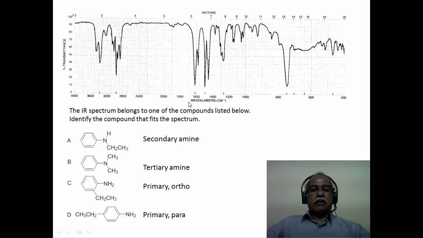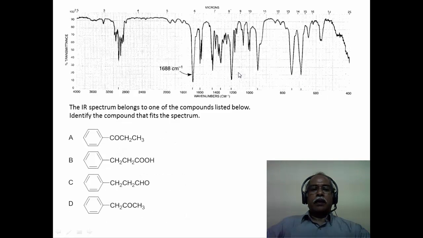Now how do we decide whether it is C or D? That one has to depend upon the out of plane bending mode. If it is a para-disubstituted derivative of this kind, there will be only one out of plane bending band. If it is an ortho-substituted derivative like this, there will be 2 or more bands. So on that basis, one can rule out C also. So the correct structure most likely is D, which is para-aminoethylbenzene for this particular spectrum.